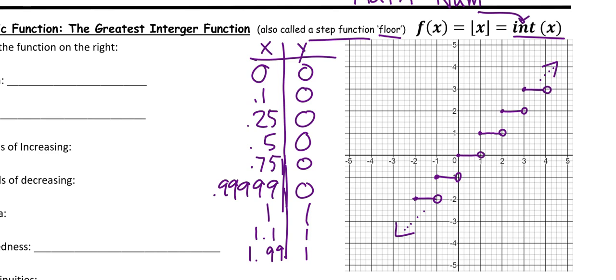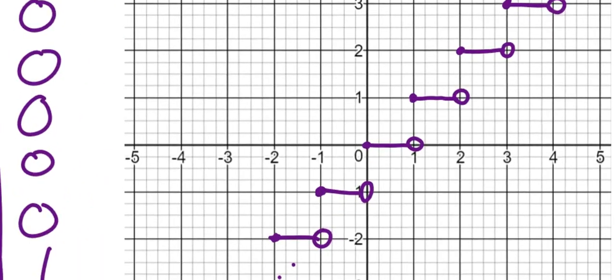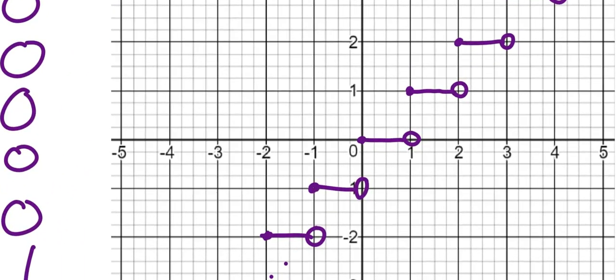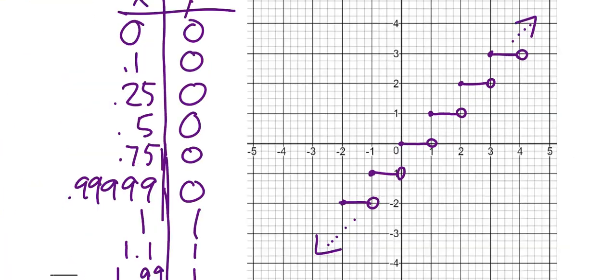Now, notice something. When you round down, where are the solid dots on these little line segments? On the left. What do you think happens when you round up? The solid dots move to the right. Oh, by the way, the whole graph shifts up 1 unit. So there's a little bit of a difference there. Okay, but this is one of the basic functions.